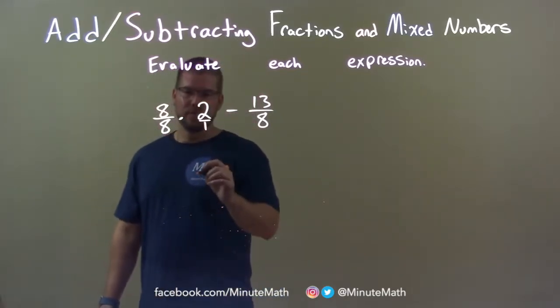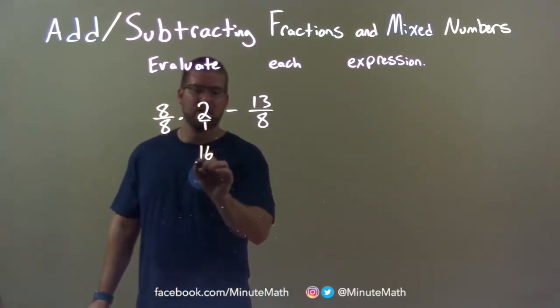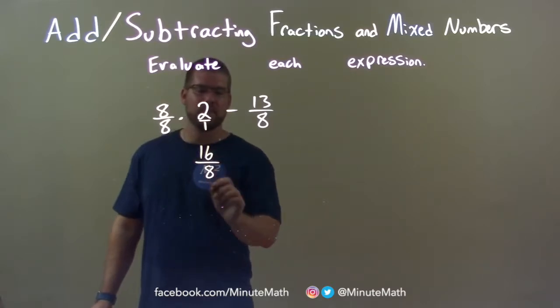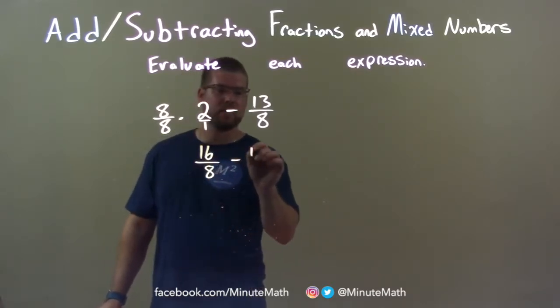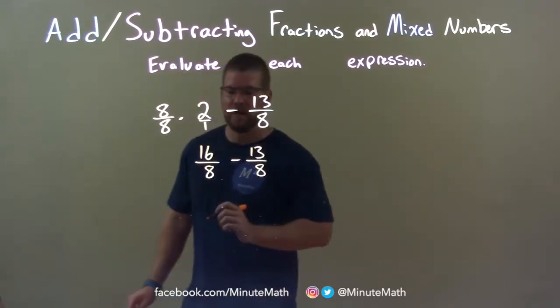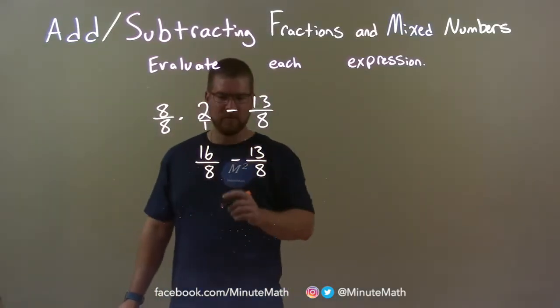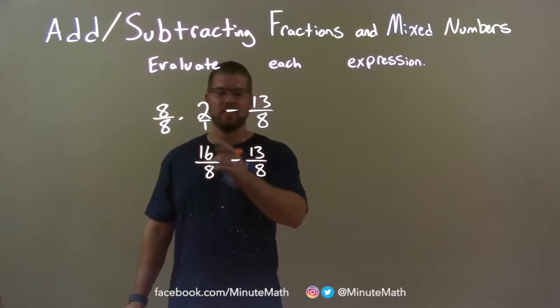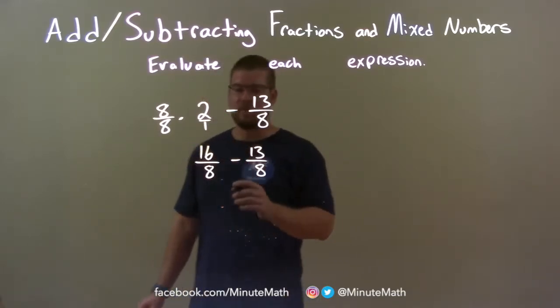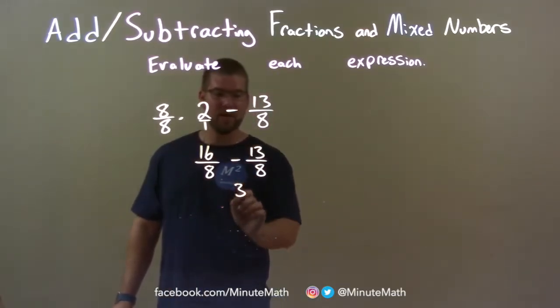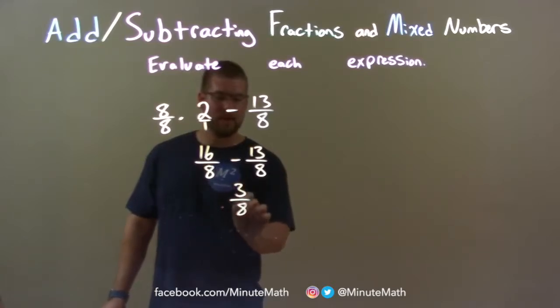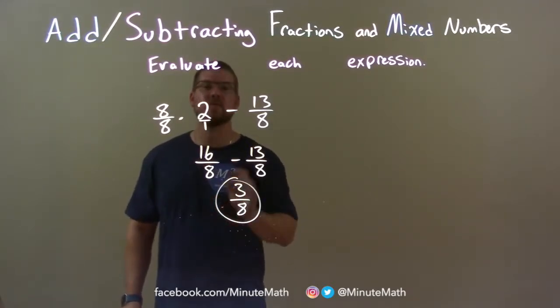8 times 2 is 16, and 8 times 1 is 8. So we have 16 over 8 minus 13 over 8, okay? So now we have to just simplify. All right, same base of 8, so 16 minus 13 is just 3. Okay, 3. And keep the base the same, 8. And so our final answer is just 3/8.